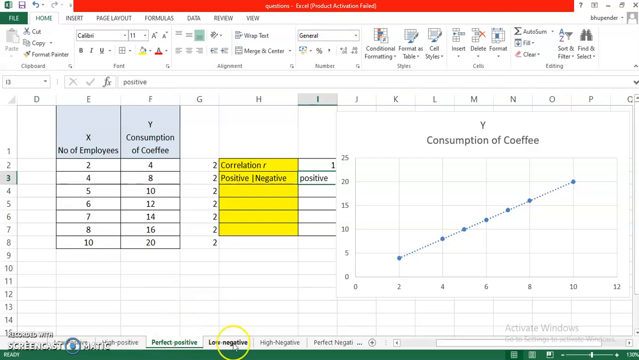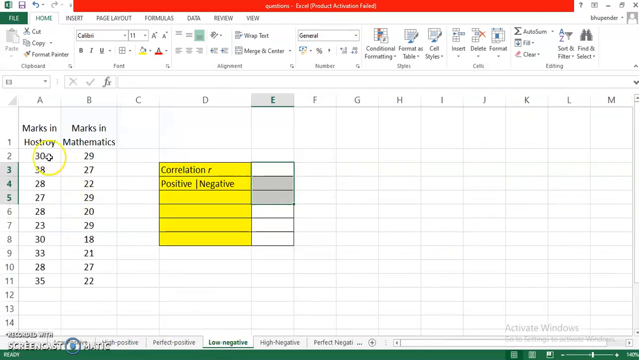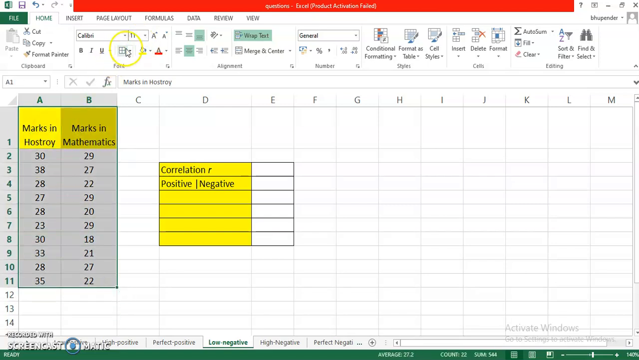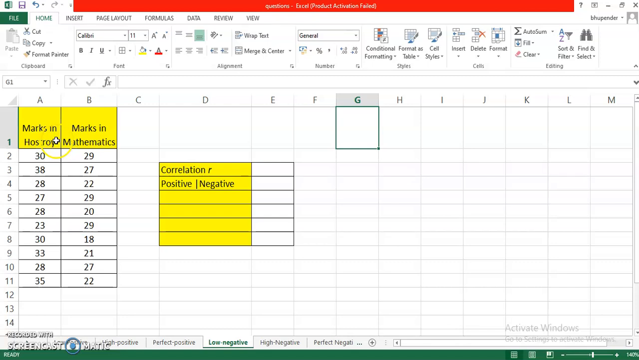That is the case. Let's go to the next example. In this, I have marks in history and marks in mathematics. I know these two things are related, but they are not supposed to be logically very strongly correlated because I think that if somebody is not doing well in history, he may be good in mathematics, because these two subjects go in opposite directions.